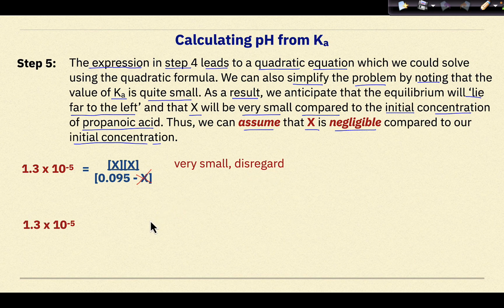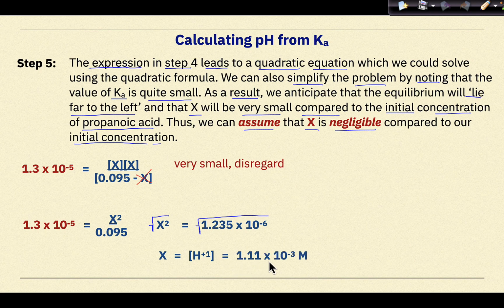Then we'll rewrite our equation. So 1.3 times 10 to the negative 5 is equal to x squared divided by 0.095. We'll rewrite this equation solving for x. So x squared is equal to 1.235 times 10 to the negative 6. We're going to take the square root of both sides. And if we take the square root of both sides and solve for x, x is equal to the hydrogen ion concentration, which is 1.11 times 10 to the negative 3 molar.